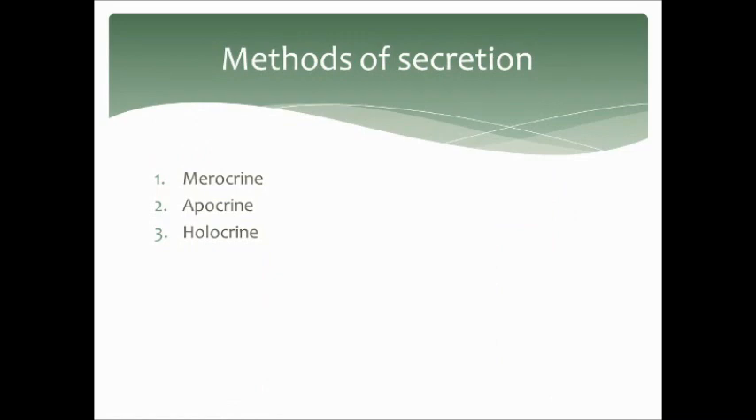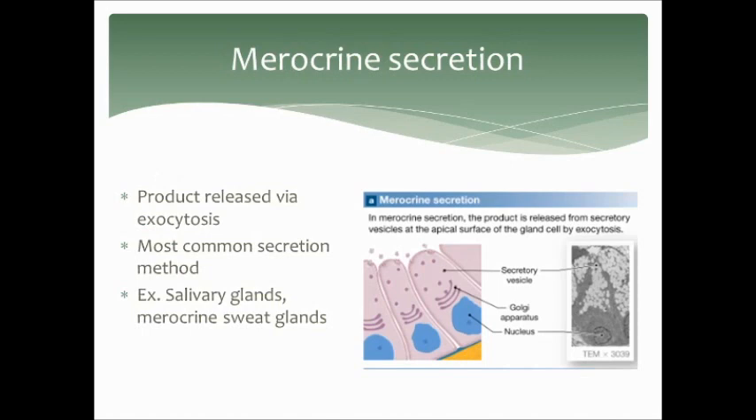The glands can also have different methods of secretion. We're going to go through each of these. Merocrine secretion is when the product is released via exocytosis. It's the most common secretion method. It's usually found in salivary glands or merocrine sweat glands, and those sweat glands are the type that when you're exercising and you're sweating, that's merocrine sweat. It typically doesn't have an odor. It's just more of a liquid perspiration. It wouldn't cause stains in your clothes. In merocrine secretion, the cell is not damaged when the product is secreted.